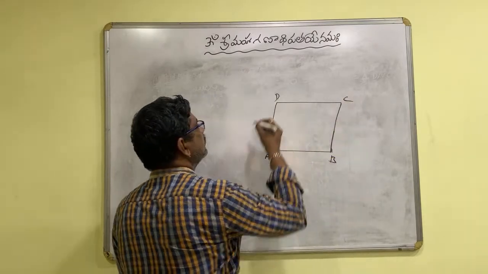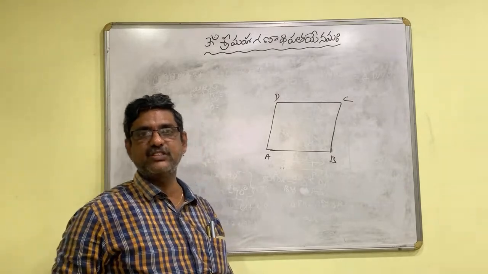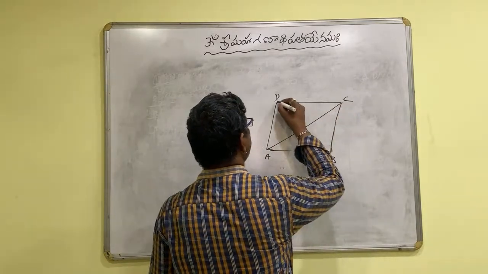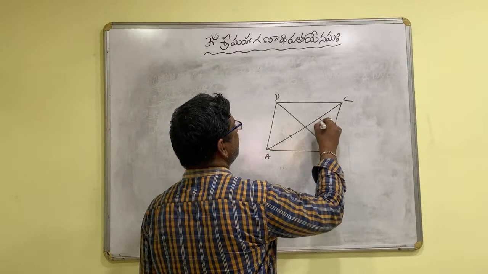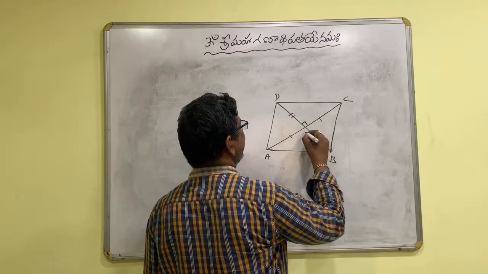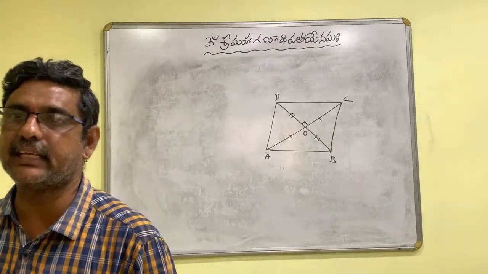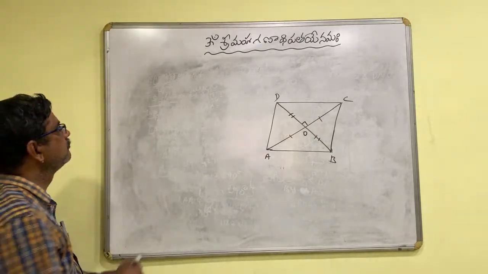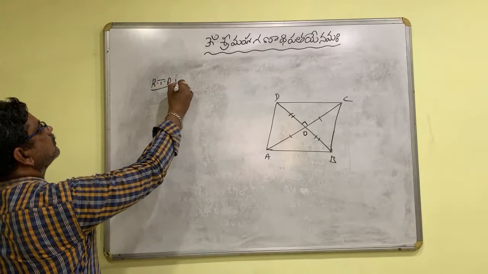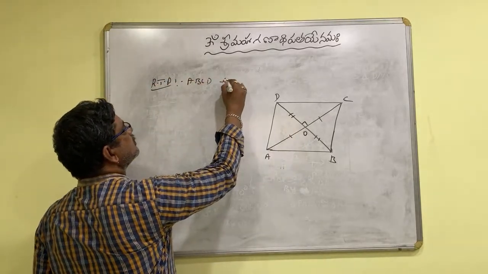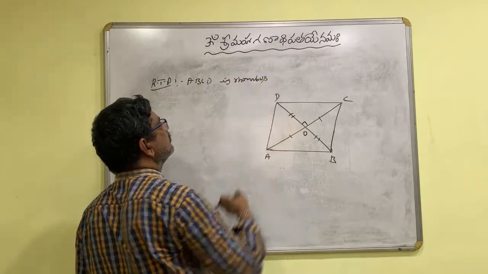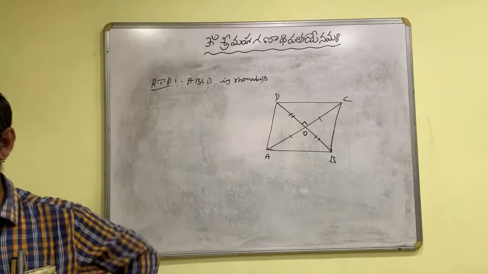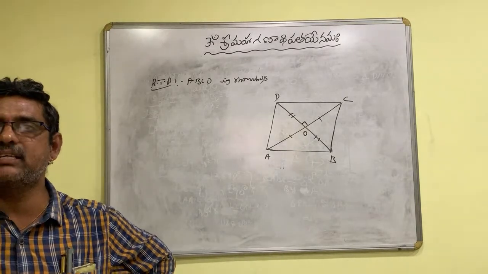ABCD is a quadrilateral, children. In this, diagonals AC and BD bisect each other at right angles. We need to prove ABCD is a rhombus.